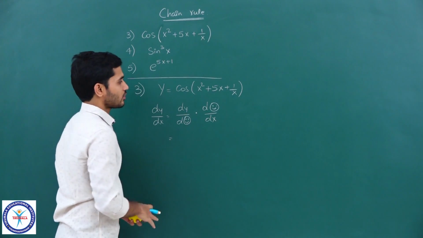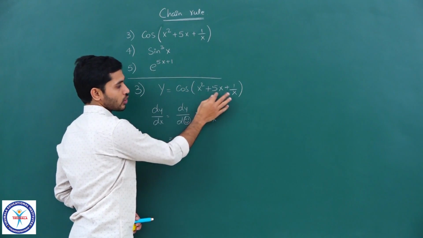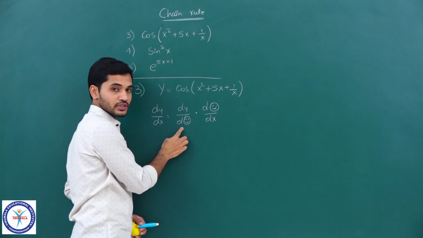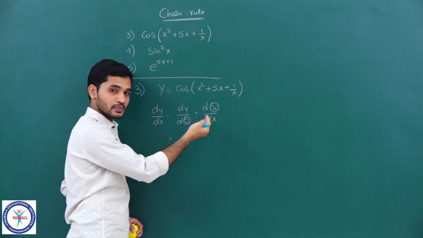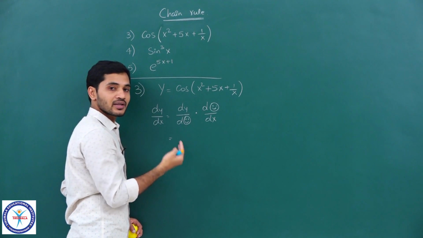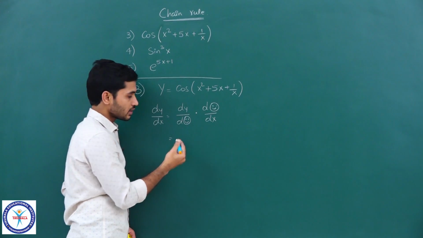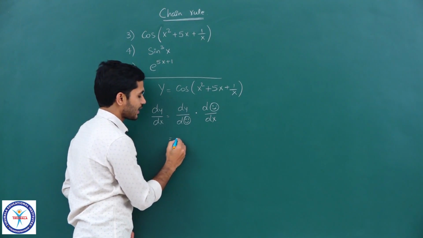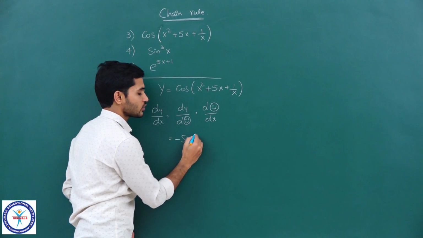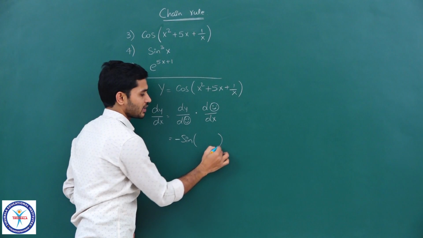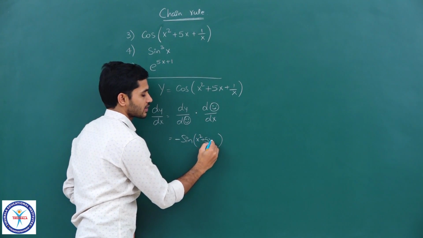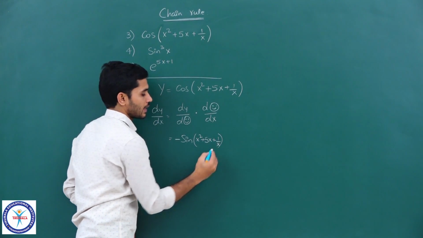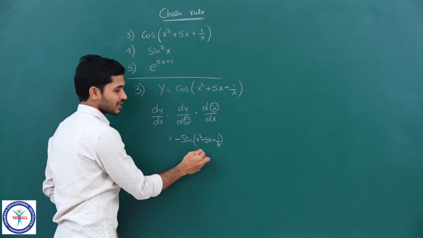Once I understand this as smiley, we have cos smiley. When I differentiate it with respect to the same thing, you will be getting minus sine function, correct. So, I will be getting minus sine smiley. Let me write the value of smiley, I already have that here. So, x square plus 5x plus 1 by x, correct. So, the first part is done.